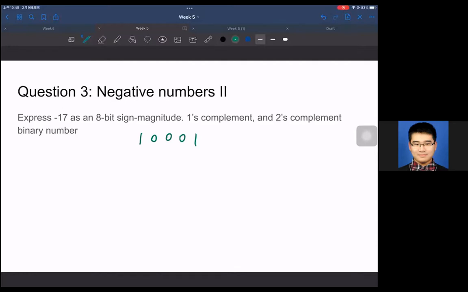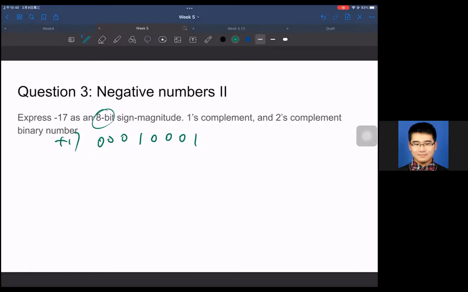Should be 0, 1, 2, 3, 4. 2 to the 4 plus 2 to the 0. That's 17. That's okay, but we need 8 bits. So if I'm trying to represent plus 17, what's going to happen? We just put a bunch of zeros in front of it, right? A side question: what is going to be the 1's and 2's complement of this positive number? We just copy it. Make sense?